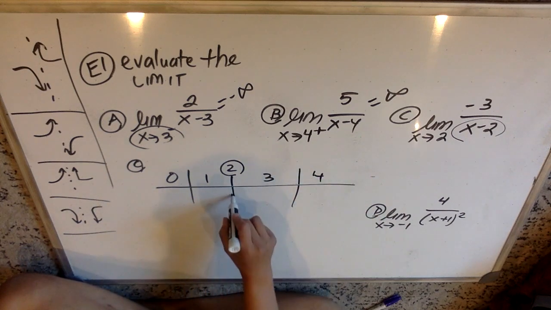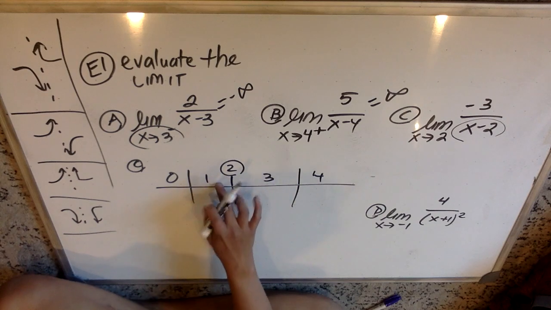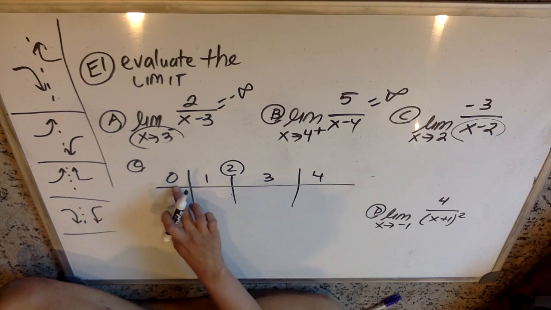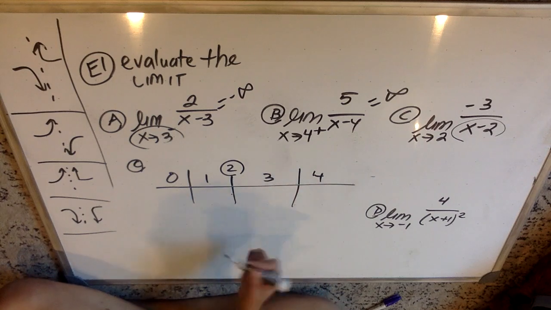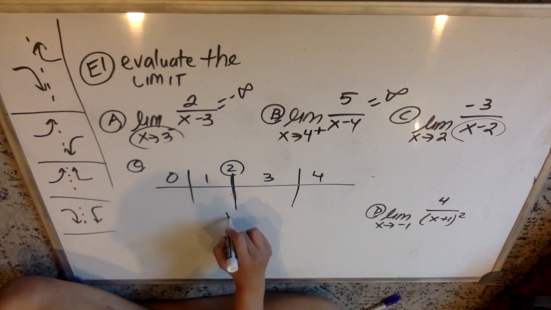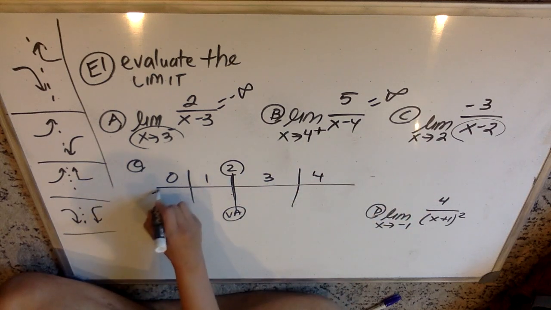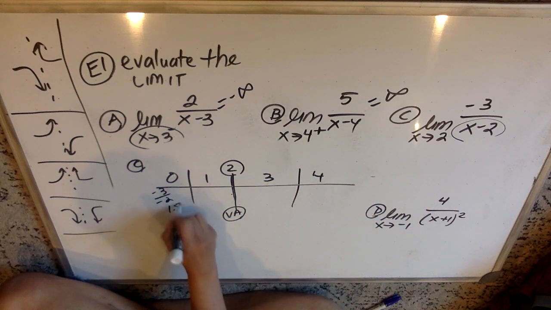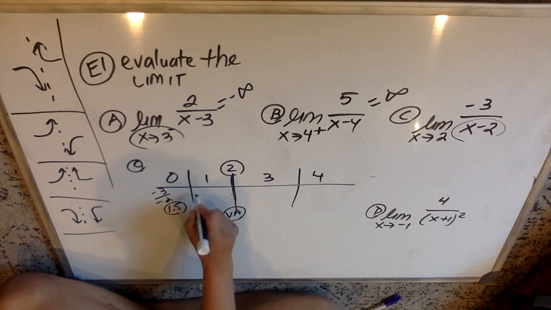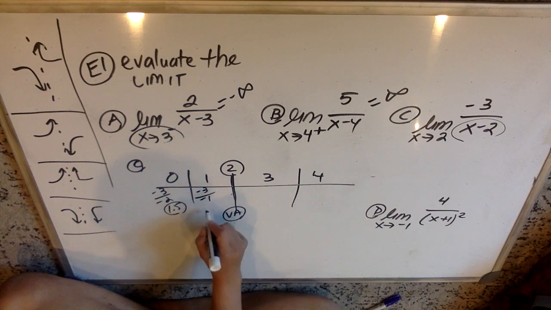It's not wrong to pick values that are closer to 2. You could pick 1.999 and 1.9. It'd just be a weird choice if you don't have a calculator. And remember, if you have a calculator, you'd just graph it and use your eyeballs. So now I'm going to go ahead and plug in, and I get negative 3 over negative 2, which is a 1.5, right? When I plug in 1, I get negative 3 over negative 1, which is a 3.